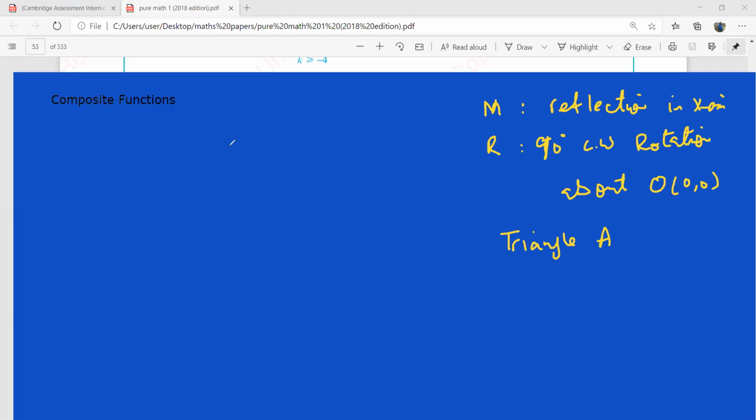Let me draw that quickly over here. Now suppose this is your triangle A, okay? So if I reflect this in the x-axis, I have it here like this. So what should I call this triangle? This triangle is now M of A, okay? And now we have M of A.